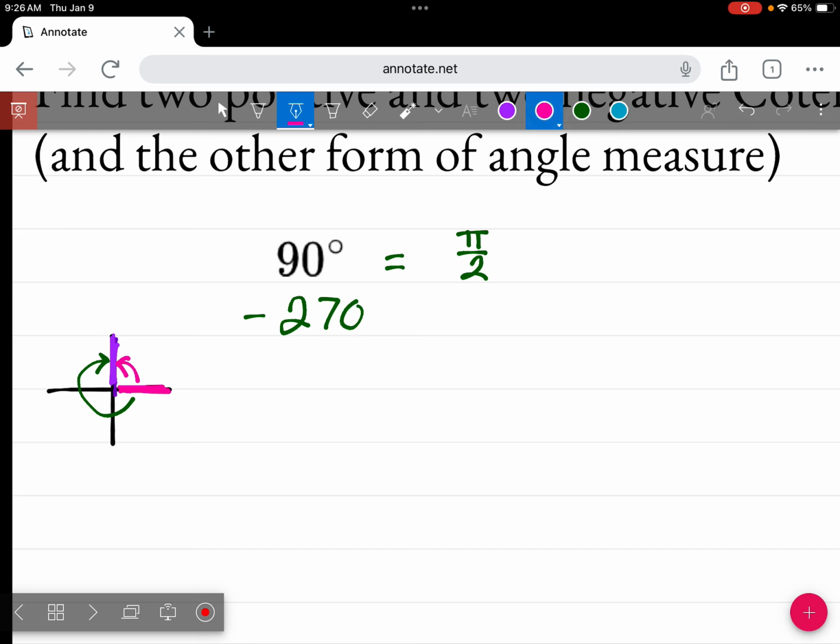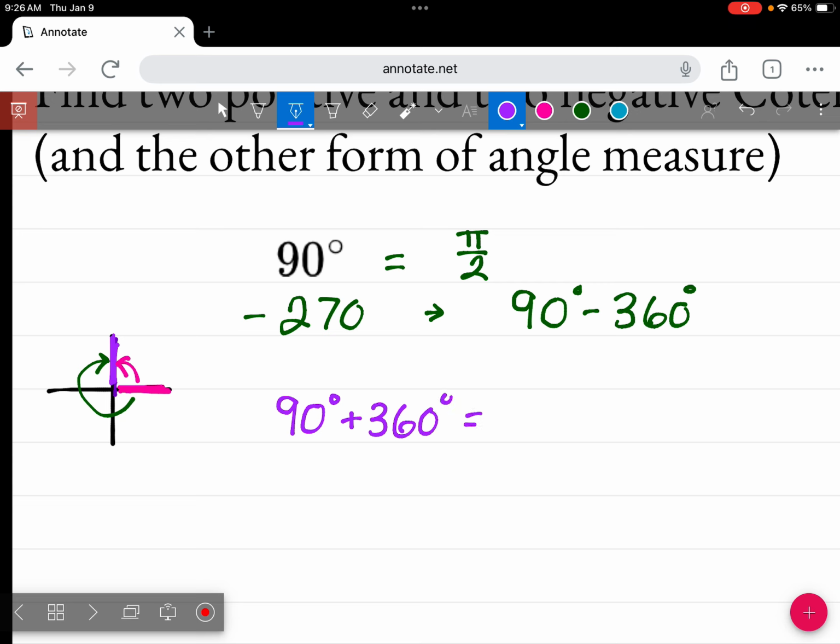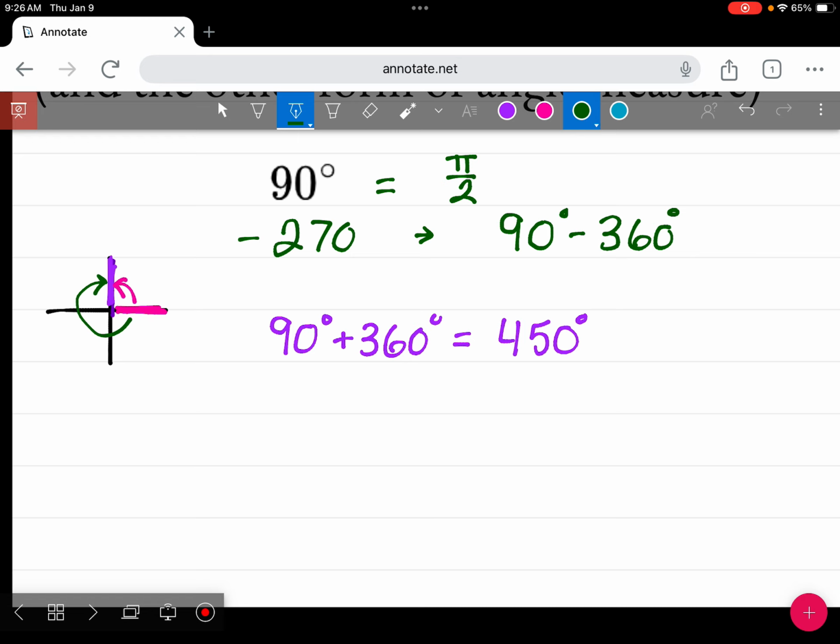So to get to our negative, because I've heard the question in two places right now, we can take our 90 degrees minus the 360 degrees to get that negative 270, that negative coterminal angle. Our positive one, I heard one over there, was our 90 degrees plus the 360. That's going to give us a positive coterminal angle of what? 450 degrees.